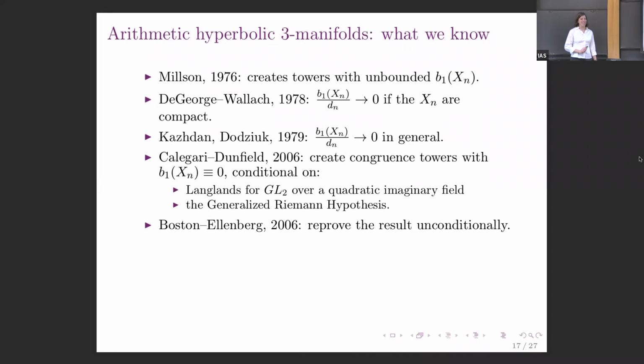In the same proceedings, Boston and Ellenberg actually show that those two assumptions are unnecessary. They take the same group of Calegari-Dunfield and study it by p-group methods, and they reprove the result unconditionally. There's a bunch of people here who are in the congruence subgroup property seminar. So the group they're studying doesn't have the congruence subgroup property, but what they show is that it has a p version of the congruence subgroup property.